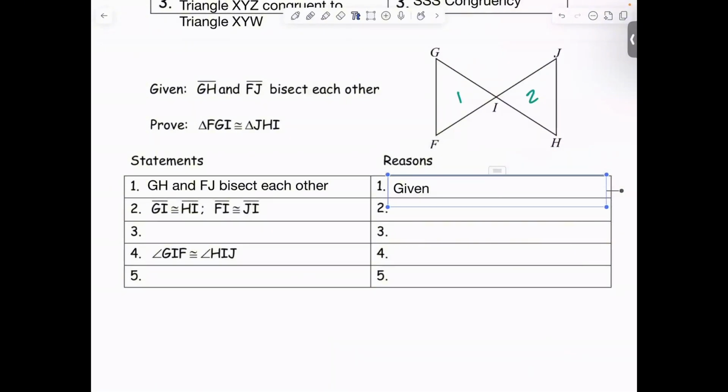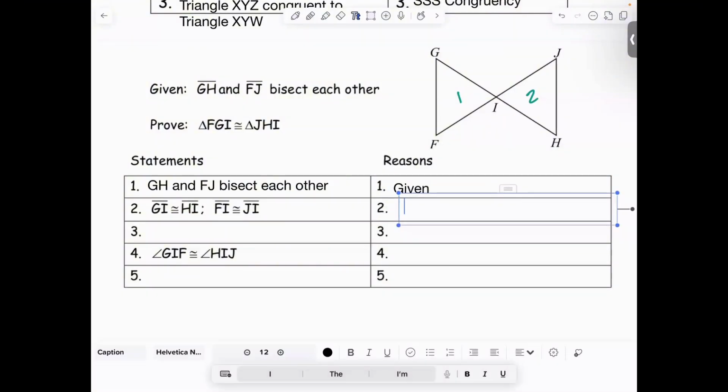No pun intended, actually bisect here. We have GI is congruent to HI and FI is congruent to JI. So these are segments that are supposedly congruent. And how do we prove that, right? What reason? So we're either looking for a definition. It's typically a definition, theorem, or postulate that we give as a reason. Let's get that out of the way.